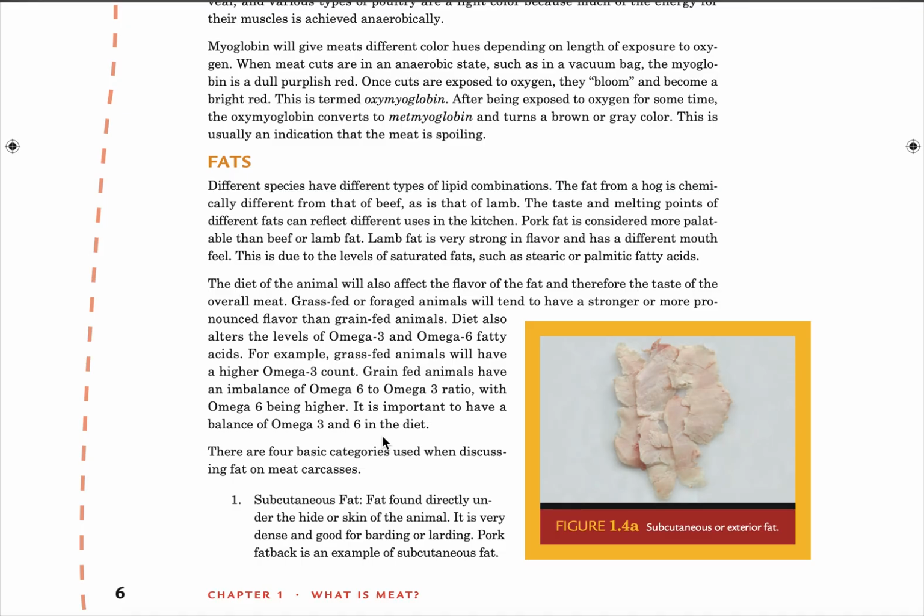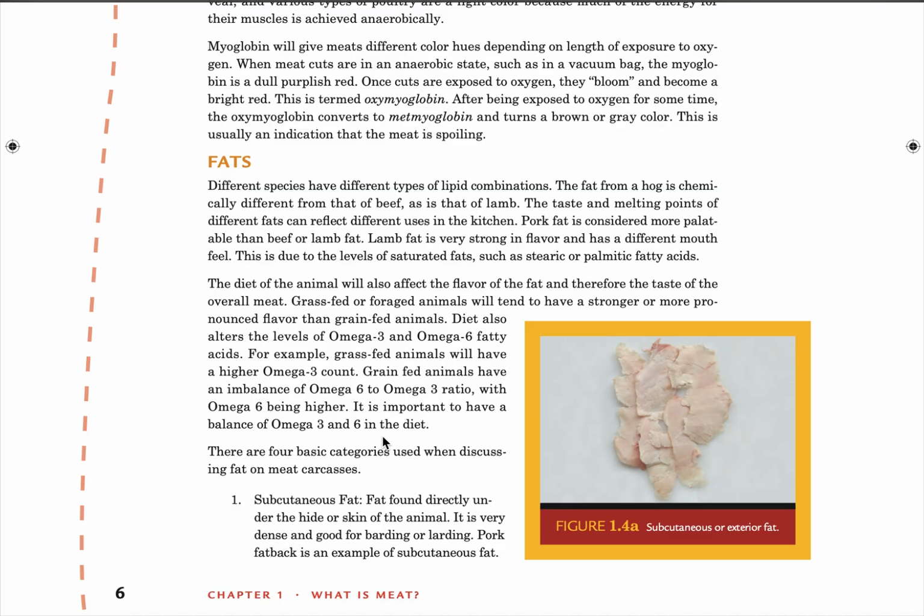Myoglobin will give meats different color hues depending on length of exposure to oxygen. When meat cuts are in an anaerobic state, such as in a vacuum bag, the myoglobin is a dull purplish red. Once cuts are exposed to oxygen, they bloom and become a bright red. This is termed oxymyoglobin. After being exposed to oxygen for some time, the oxymyoglobin converts to metmyoglobin and turns a brown or gray color. This is usually an indication that the meat is spoiling.